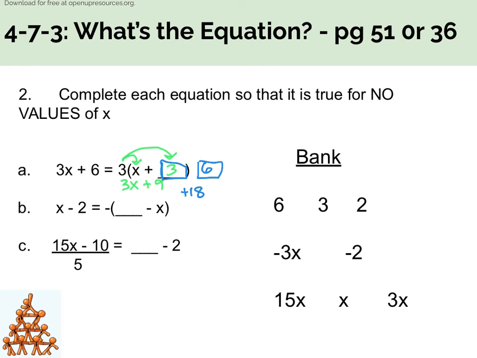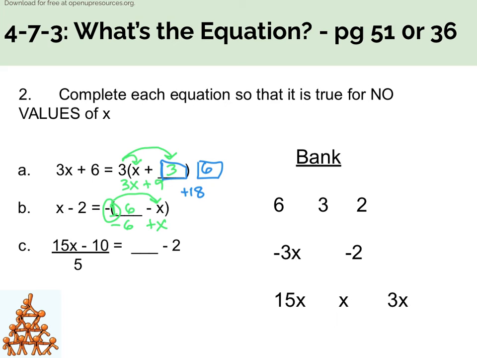So let's look at B. On B, again, we're going to take this -1 sitting on the outside. -1 times -x is positive x. Okay, so now I need to put a number in there so that it's not -2. So can I put 6 in there? Let's try it. -1 times 6 is -6.